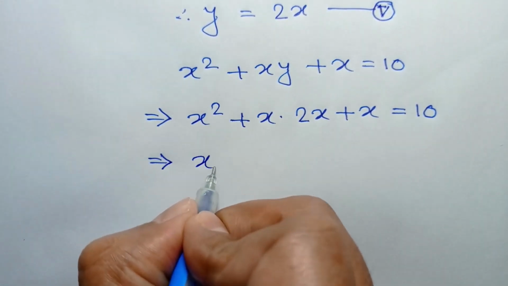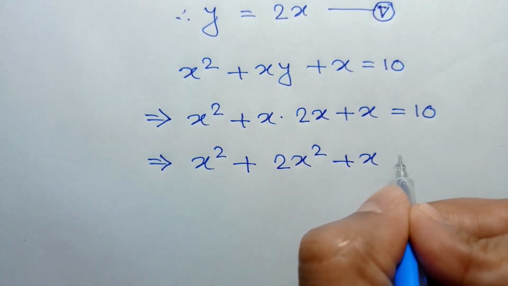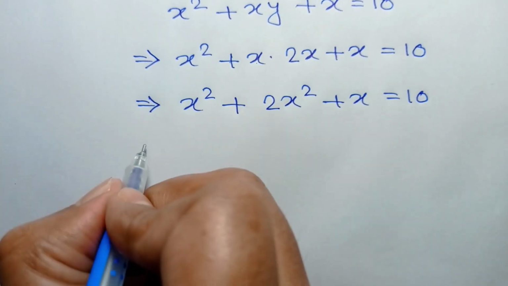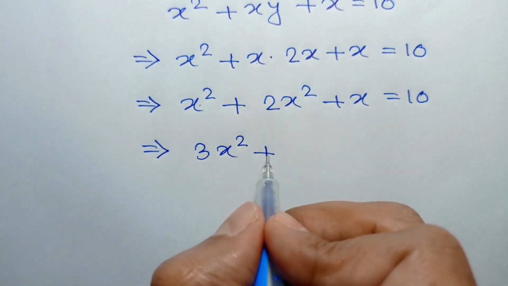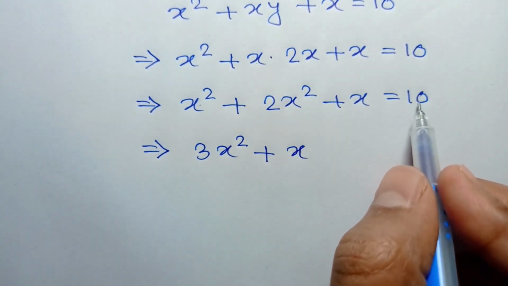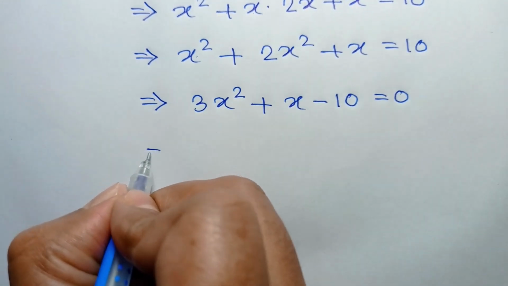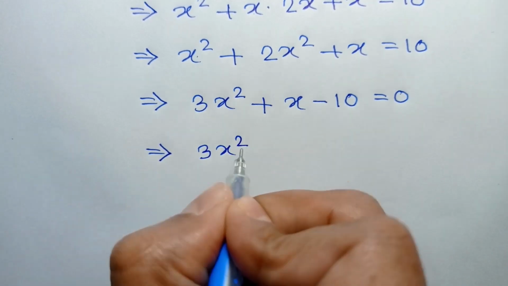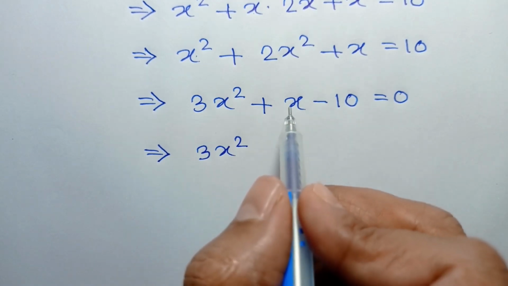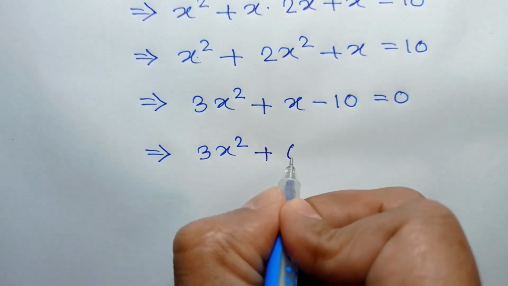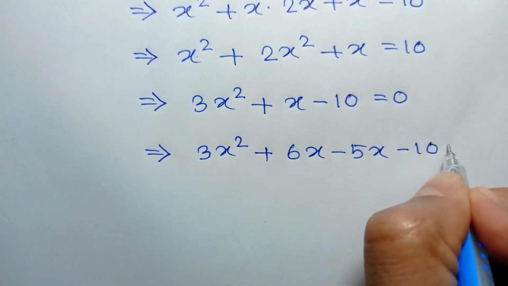Or x squared plus x times twice x is twice x squared, plus x is equal to 10, or x squared plus twice x squared is 3x squared plus x, and taking this 10 to the left side we can write minus 10 is equal to 0, or 3x squared, and 3 times 10 is 30, and 30 can be written as 6 times 5, and 6 minus 5 is 1, so this x can be written as 6x minus 5x, so this will be 3x squared plus 6x minus 5x minus 10 is equal to 0.